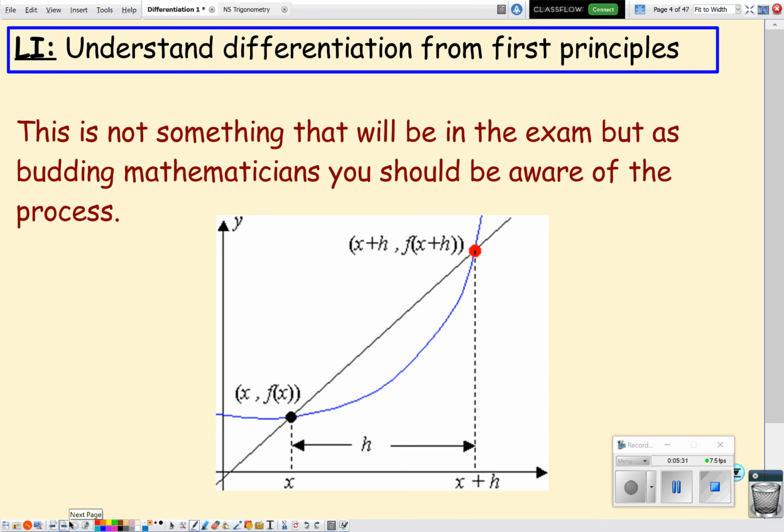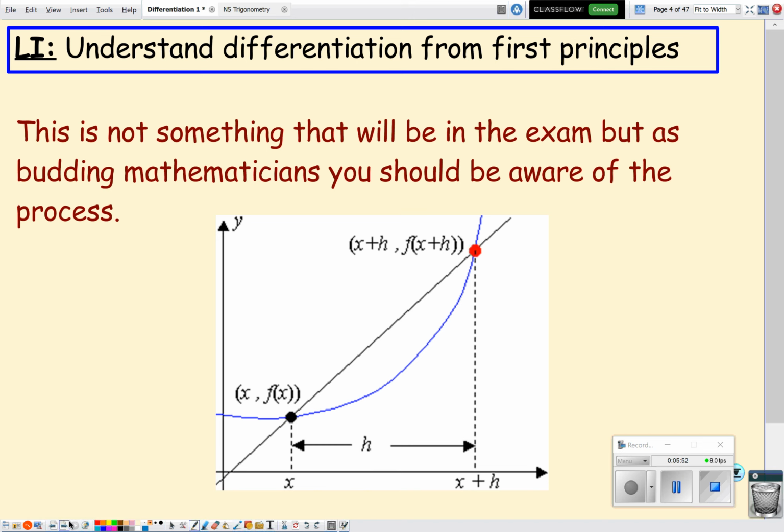Right, let's have a wee look at differentiation from first principles. Now I'm going to start with a little bit of a disclaimer. This is not something that will be in the exam. It's not something they examine or assess. They don't say you're never going to be asked to differentiate from first principles in the exam.